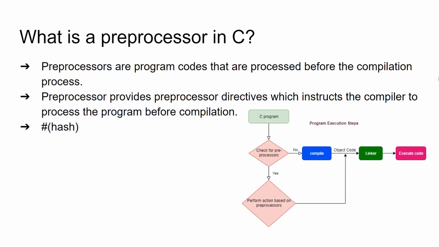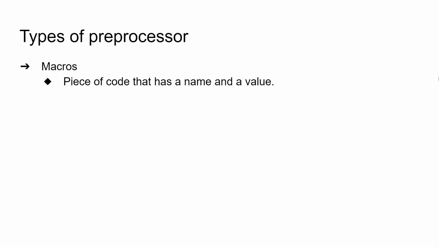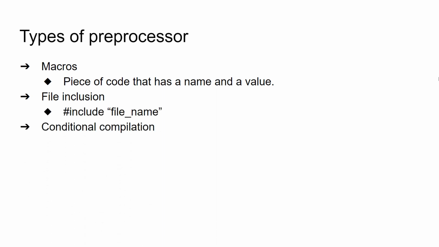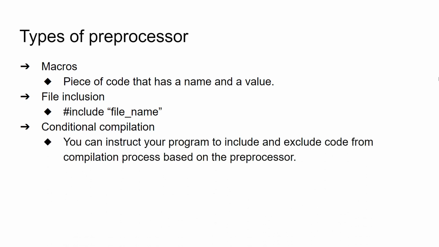There are different types of preprocessor. First is a macro. With a macro you can define a constant and it will have a name and a value. There are file inclusion preprocessors. With these preprocessors you can include some file in your program. And there are some conditional compilation preprocessors. With these preprocessors you can include some code in your program or exclude some code from your program.